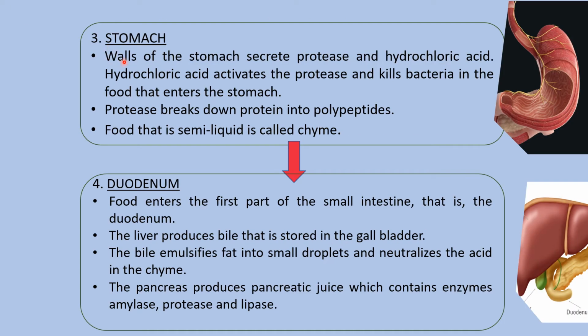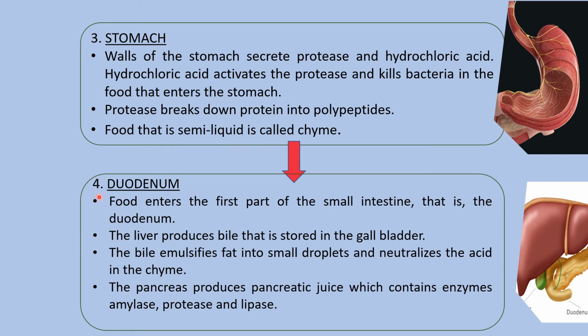Now in the stomach, the walls of the stomach secrete protease and hydrochloric acid. Hydrochloric acid, which is very concentrated, activates the protease and kills bacteria in the food that enters the stomach. Protease breaks down protein into polypeptides. Food that is semi-liquid is called chyme.